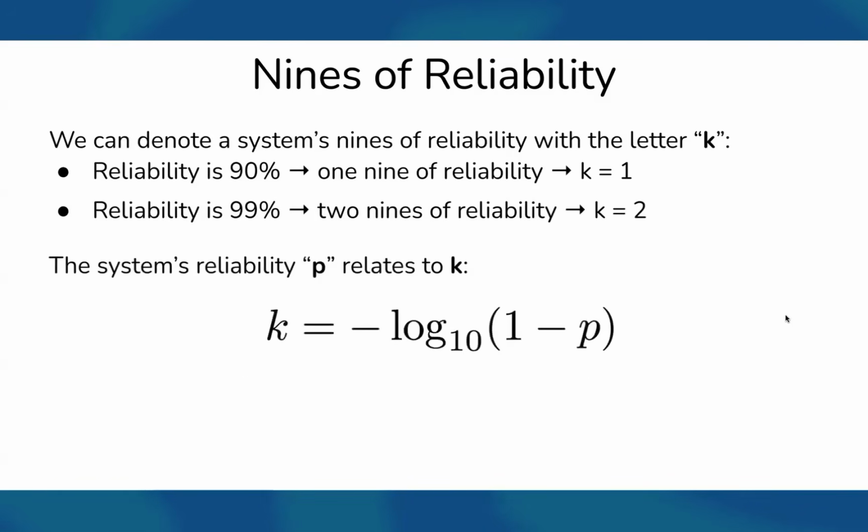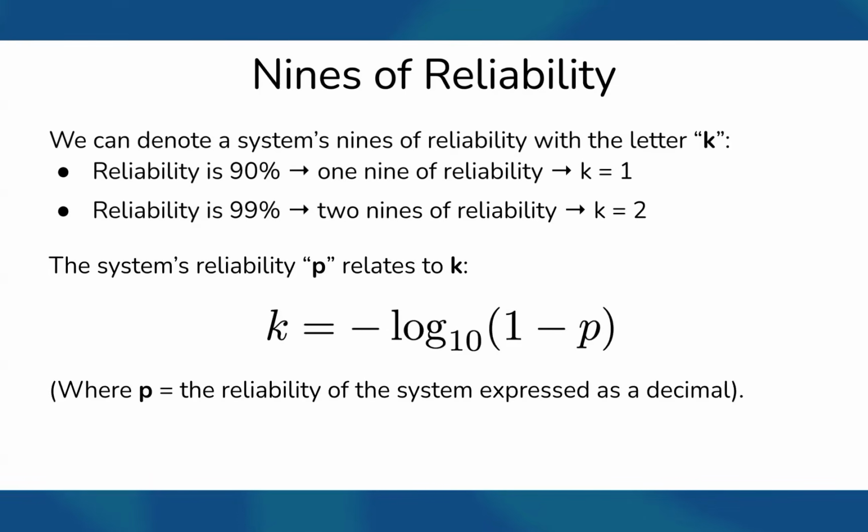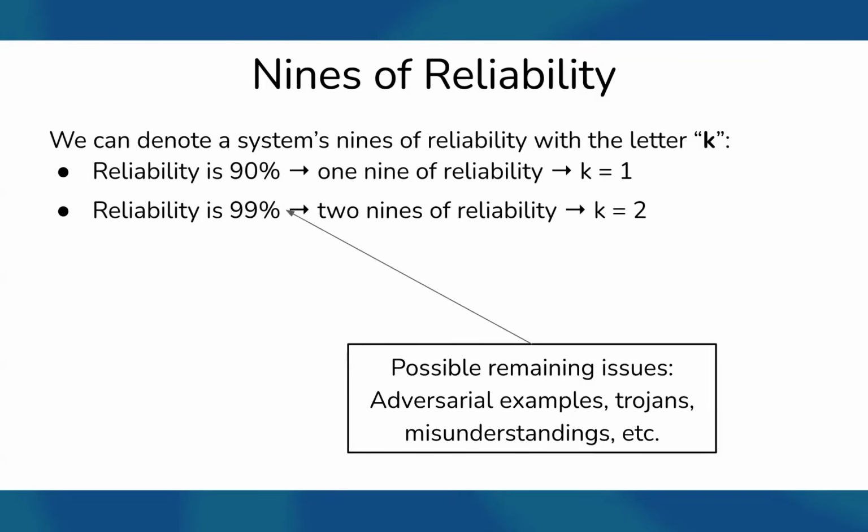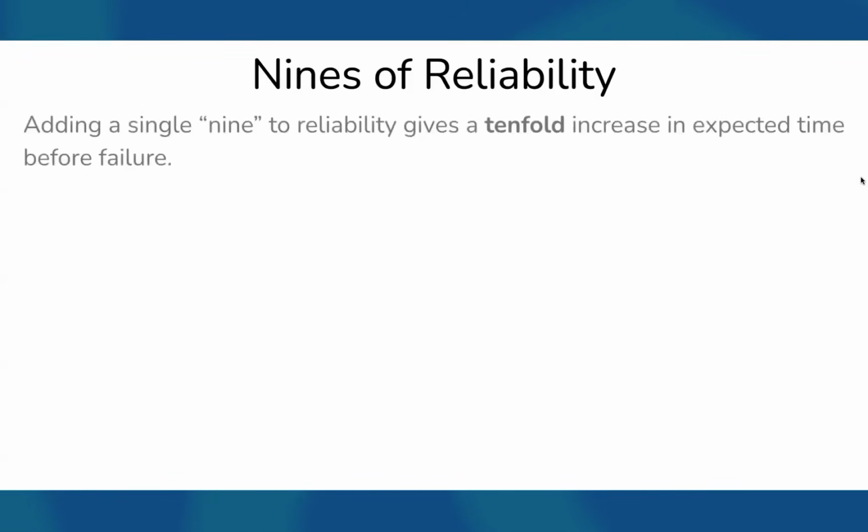So the generalization is k equals the negative log base 10 of 1 minus p, where p is the reliability of the system expressed as a decimal. I'll make a note, which is that if the reliability is 99%, that doesn't mean that everything is solved. In that remaining 1%, there are still other issues. There's still the problem of adversarial examples, possibly. Maybe there are still some Trojans. Maybe the model just misunderstands some stuff. So I mentioned that just to give a sense that 99% does not necessarily mean that the rest is just errors in the data set. There still might be some other issues that are really hard to eradicate. So often getting an additional 9 of reliability can be quite challenging because it means you have to confront some of the more tricky problems like adversarial examples.